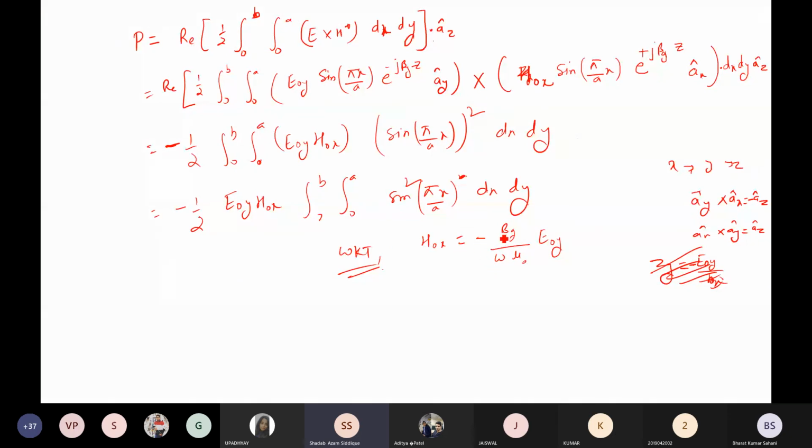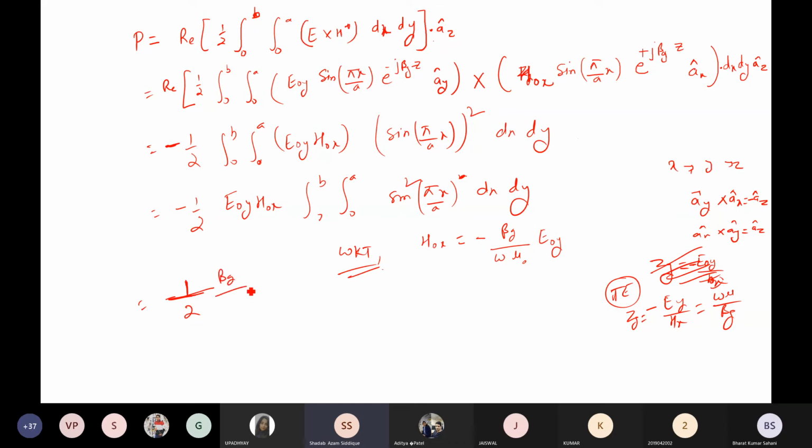So that can be rearranged. Already we have omega mu by beta g, Ey upon Hx. For the transverse electric I'm talking about, Ey upon Hx is equal to omega mu by beta g. That's what we have got from this equation. So you just replace H naught x with this equation. That can be written as minus minus will be cancelled, that can be written as 1 by 2.